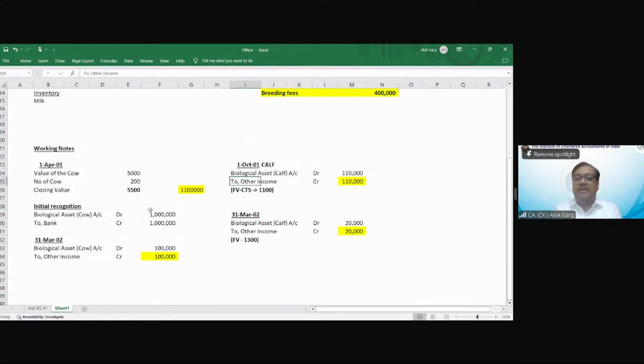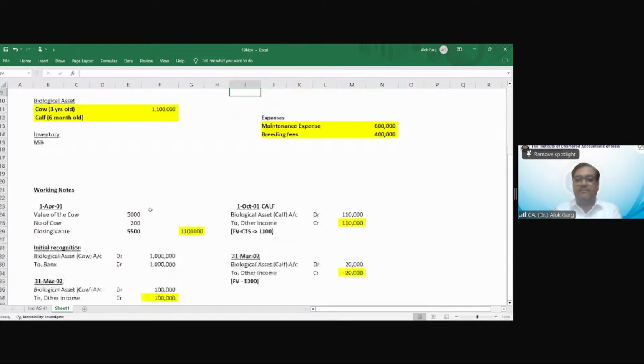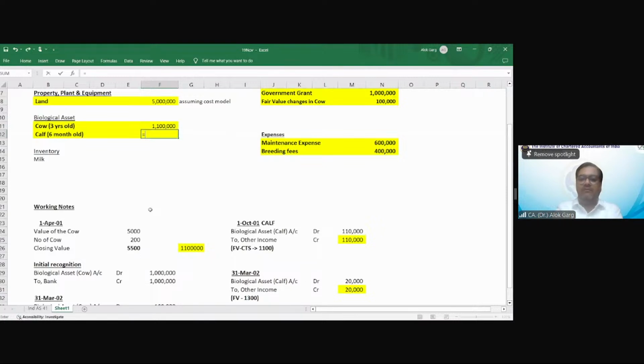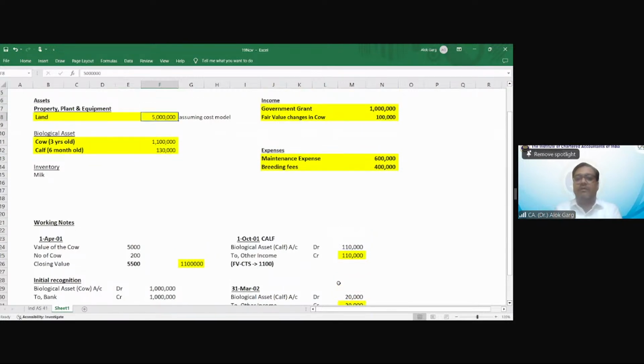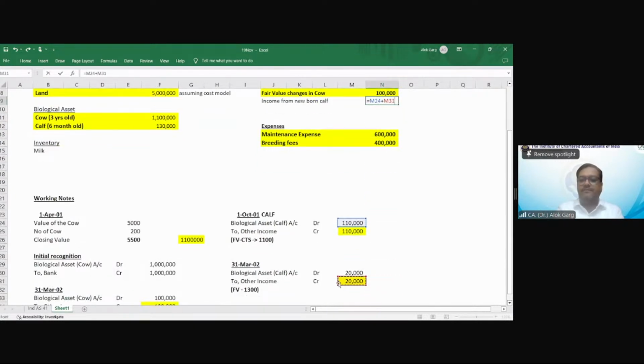So what is my closing value of the calf? 130 will be my closing value of the calf, 110 plus 20. And what will go to the other income? 20,000. Income from newborn calf. 110 plus 20,000, right?